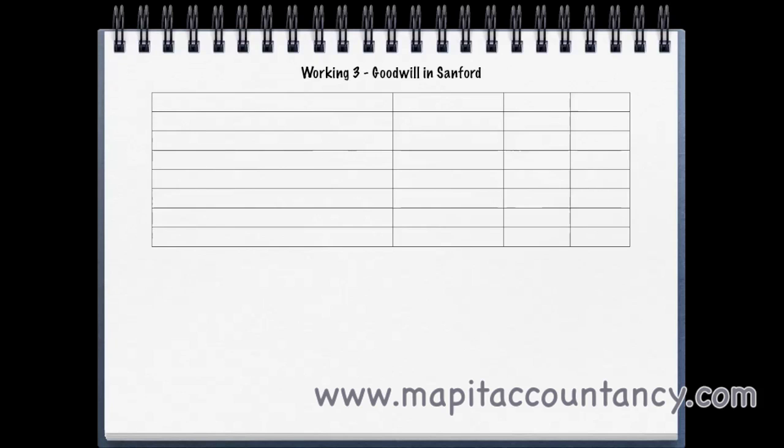The next working that we have is our working for Goodwill. So I want to show you 2 ways to do this Goodwill Working. Both are exactly the same in terms of the answer that they give you, but they're structured in a slightly different way. So if you did the full course with Mapit Accountancy, you will have seen this way to calculate your goodwill. We would take the cost of investment, which we got in working 1 as 37,000.